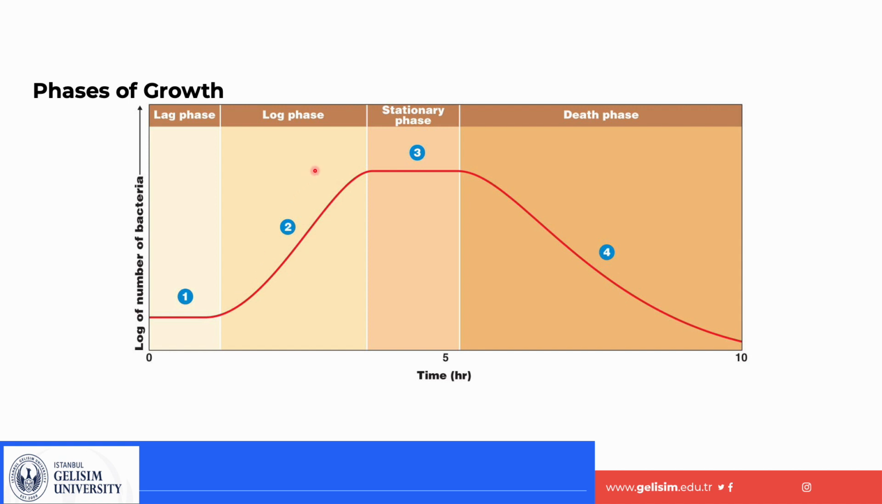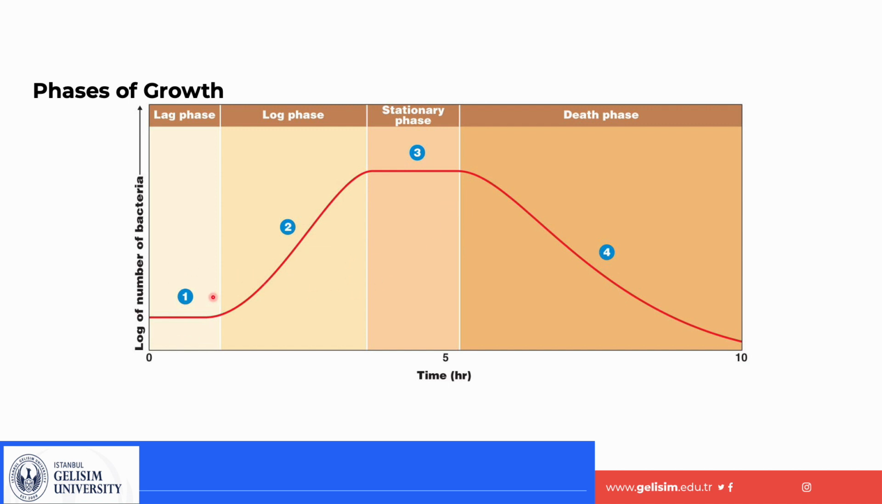Now we come to the next phase, the log phase, number 2. And now what we see is the number of bacteria increasing exponentially. Literally, it continues to double and double and double over a certain period of time until it reaches a plateau over here. When it reaches this peak, it plateaus. Then again, it flattens out for a certain amount of time.